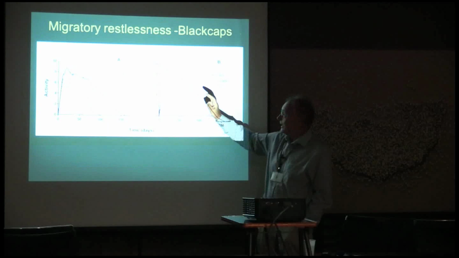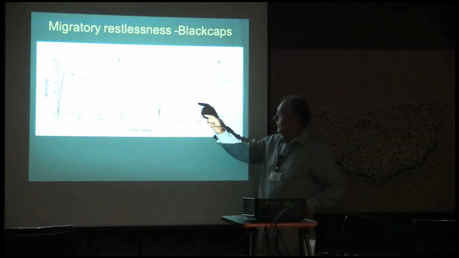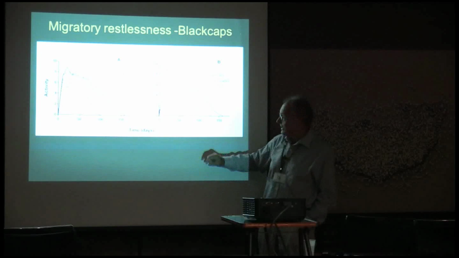And what Berthold did was to take birds from that population and from that population, and he hybridized them in captivity. And that's the pattern of behavior that you get in the hybrids. You can see it's exactly intermediate in the intensity of the behavior and in its duration.